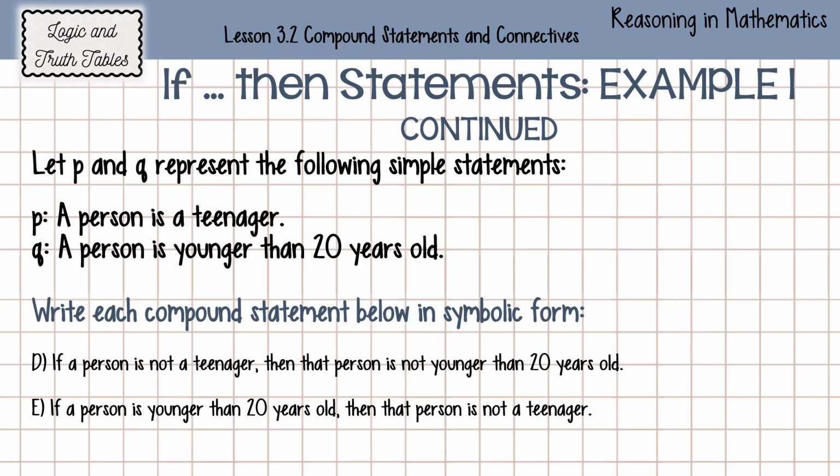Example 1 continued. For part D and E, we have the same statements up there. If a person is not a teenager, so that is the negation of P, then the person is not younger than 20 years. That's the negation of Q. So we have if not P, then not Q, or not P implies not Q. That is the statement in symbolic form. Part E, if a person is younger than 20 years old, so that's Q, then the person is not a teenager, so that's the negation of P. So this is Q implies not P, or if Q, then not P.